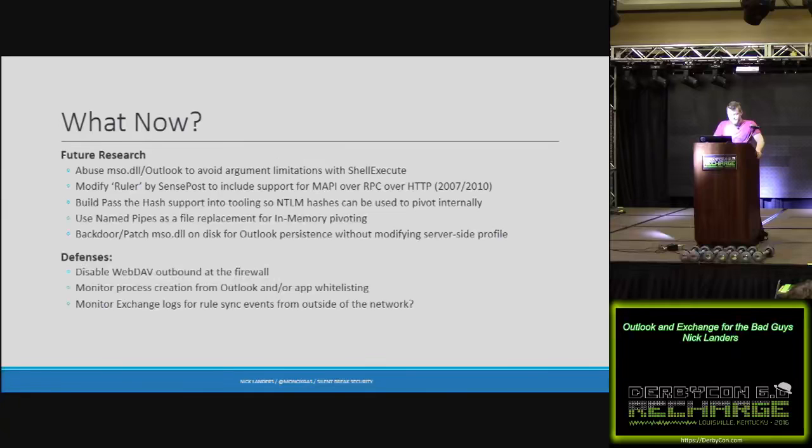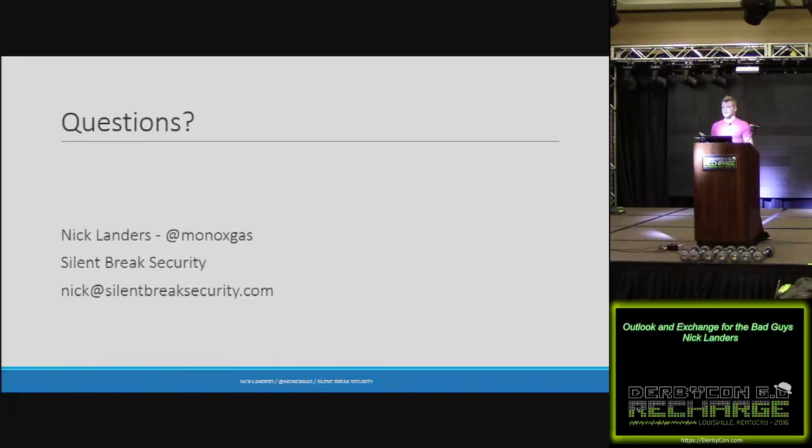And then we can monitor Exchange logs for rule sync events from outside of the network. I put a question mark after that because I haven't had a lot of time to research the defenses on the Exchange server side. But I imagine if we had enough auditing enabled, we could watch this rule activity occurring against an account and create alerts on the logs, and or just go out and check all of the rules against all of the profiles. I want to leave some time if anybody has any questions from this research.